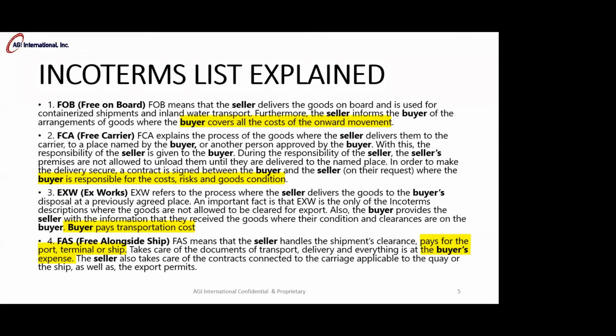Now, to give you more information, I've broken these down to explain to you, here's who buys, here's what the buyer does, here's what the seller does. And so if you're not familiar, I'm going to highlight some of the things so you understand that on free on board, the buyer covers all the costs of the onboard movement, which says that the seller delivers the products and goods, they put them on board, they use the containers, they identify the shipments, they do all the things that need to be done to get the product on the way to you.